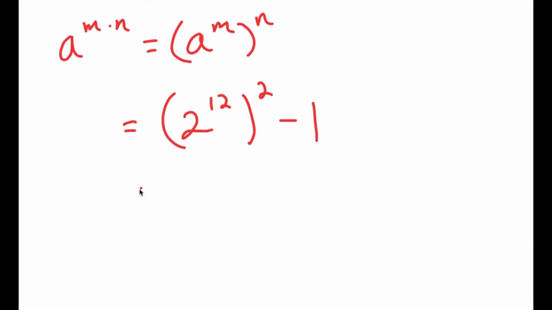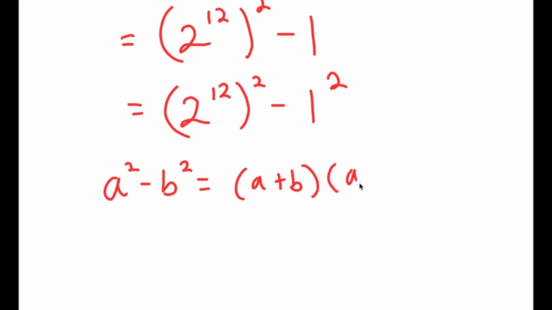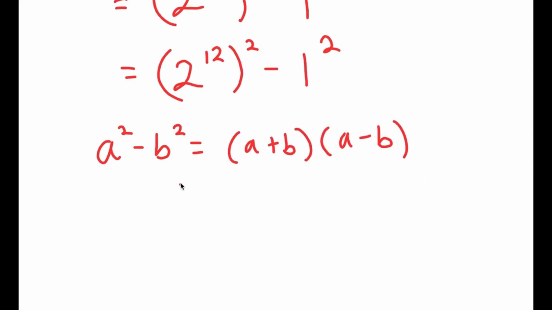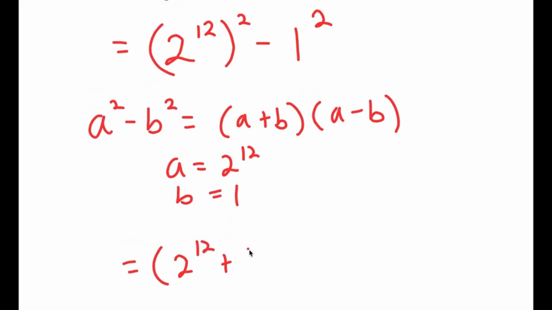And now 1, I'm going to rewrite that as 1 squared. So now I have 2 to the power of 12 to the power of 2 minus 1 squared. And now I can use the property that states that if I have something in the form a squared minus b squared, this is equal to a plus b times a minus b. So in this case, a is 2 to the power of 12 and b is 1. So I get 2 to the power of 12 plus 1 times 2 to the power of 12 minus 1.